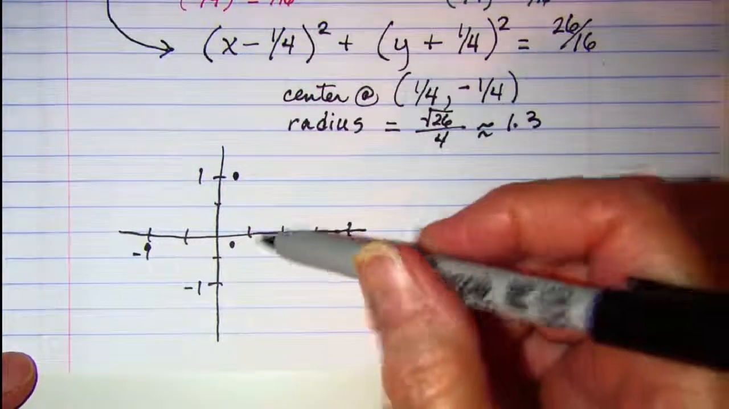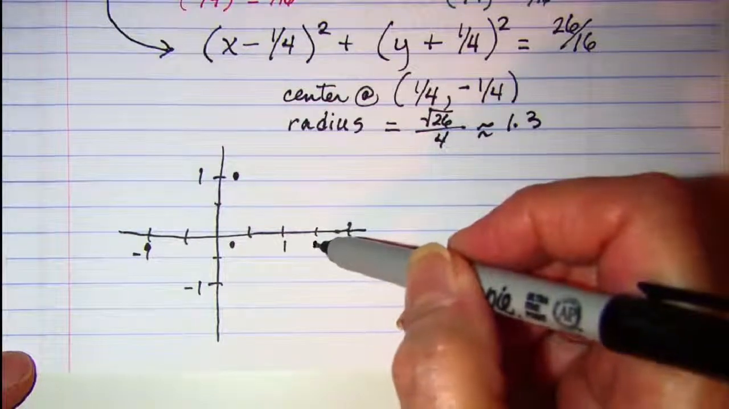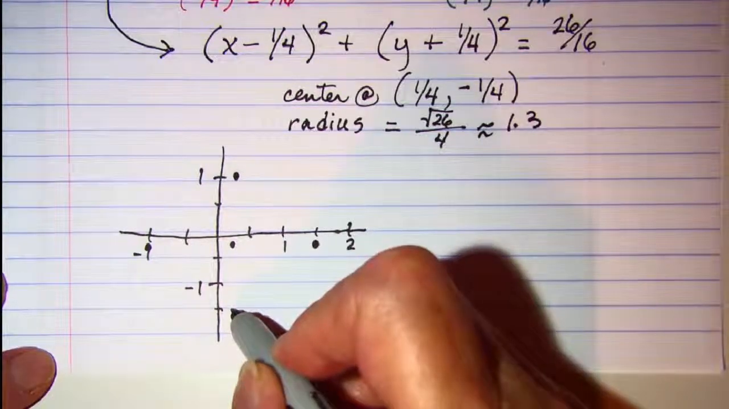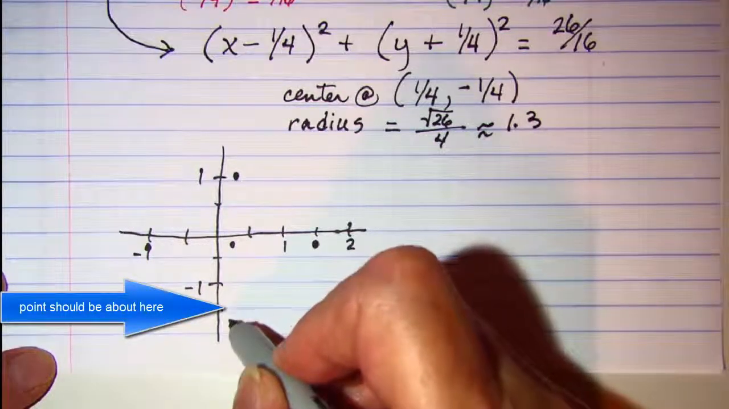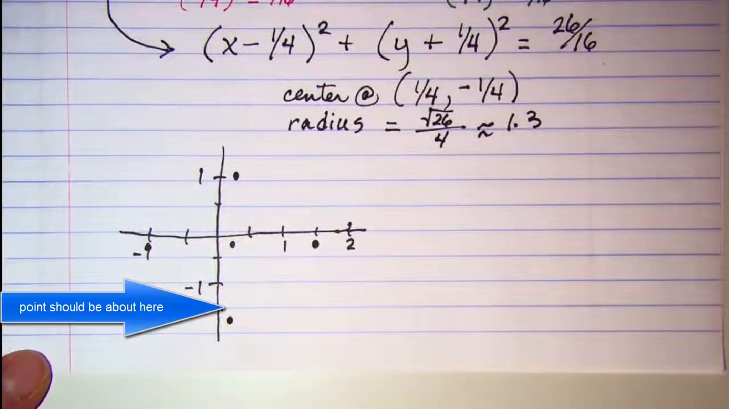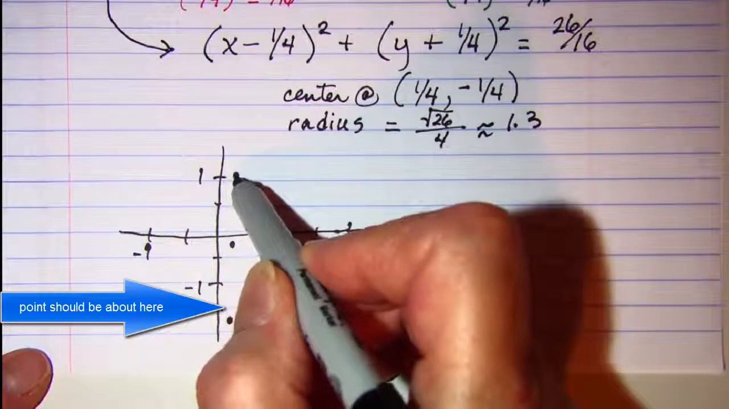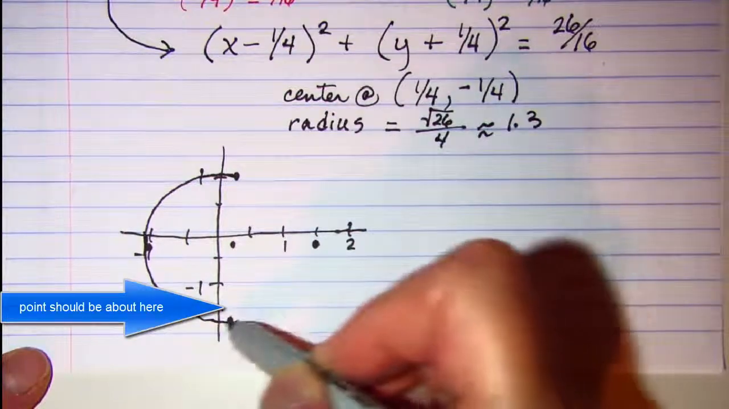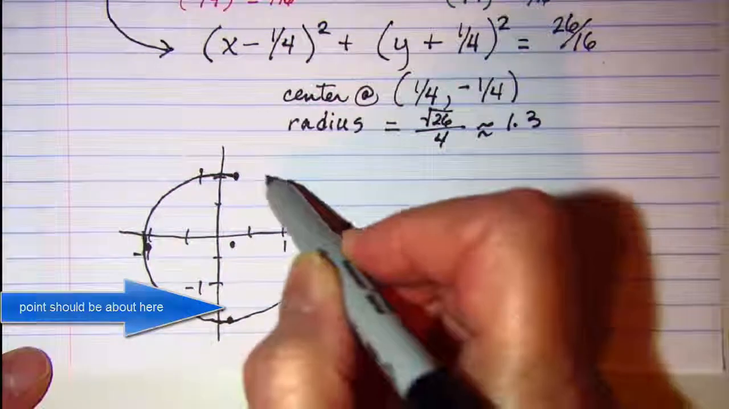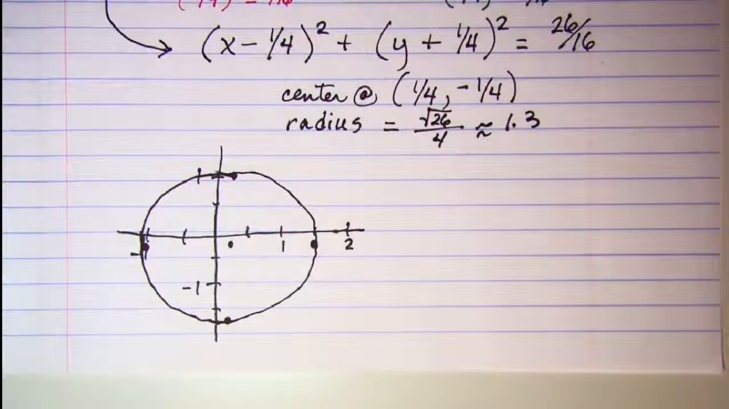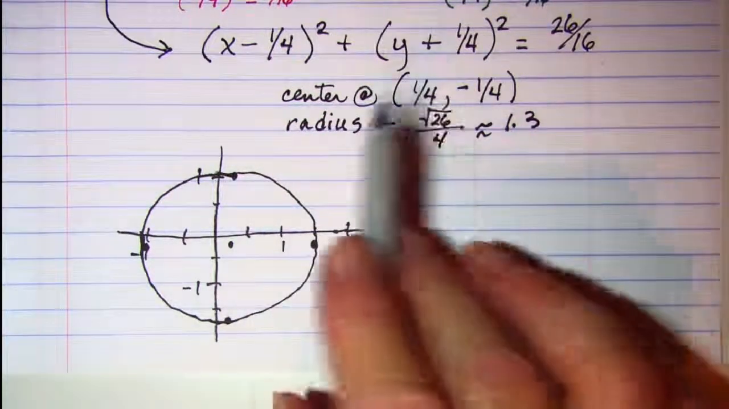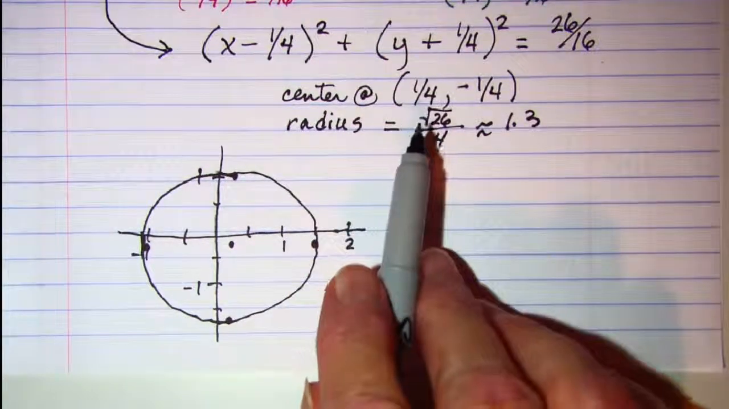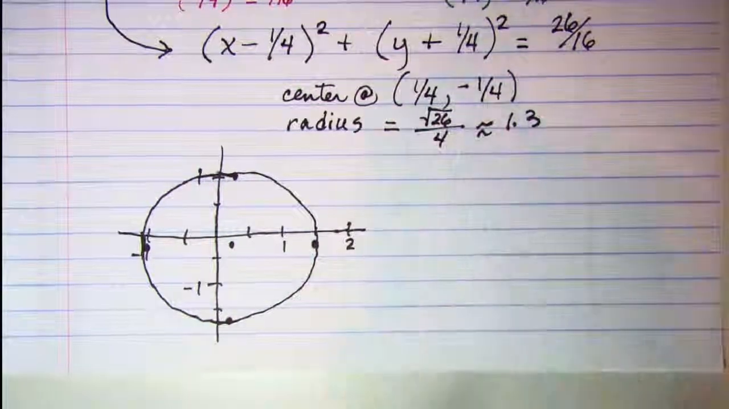and this is 1 1/4 more, that's 1 1/4 more. So it looks like our circle is going to be right there, but this is more information right here that the center is at 1/4, negative 1/4, and the radius is root 26 over 4.